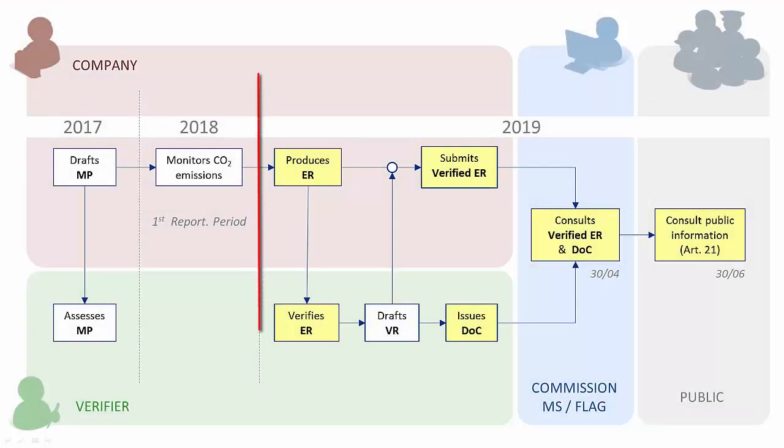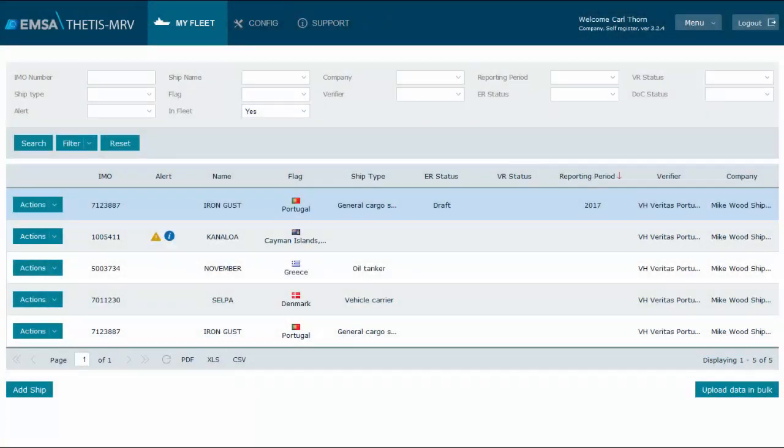Once we reach the end of the reporting period and the emission report is finalized, it is time to submit it to the verifier for verification. This video explains this process. In this example, we have reported emissions for 2017.